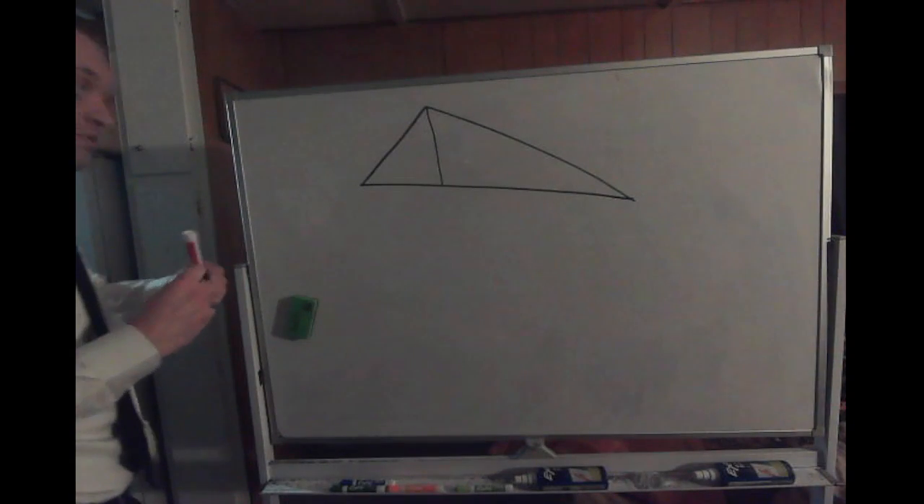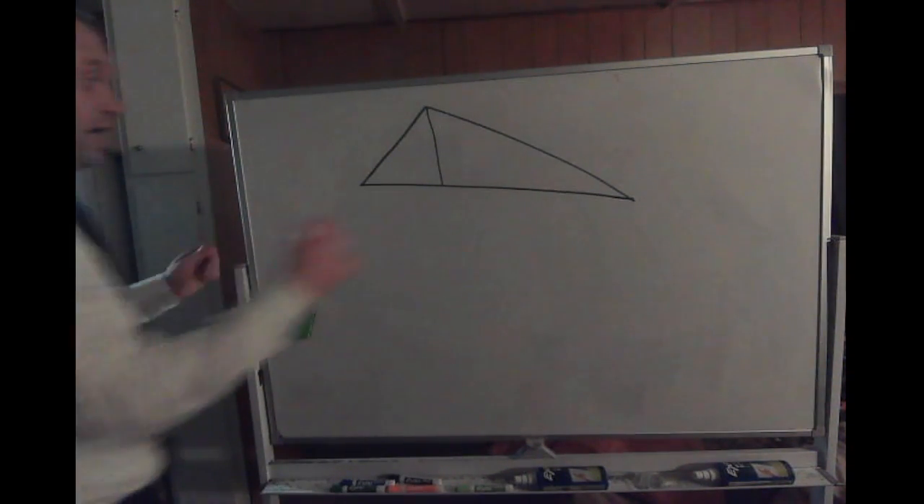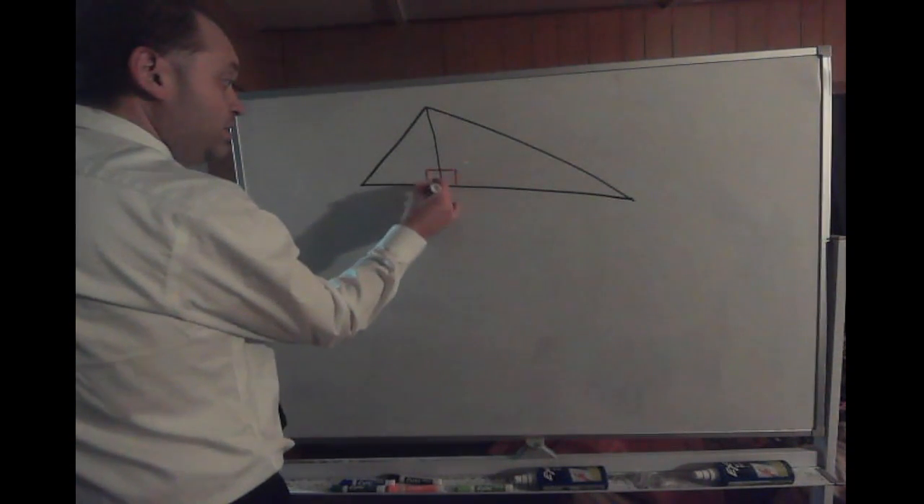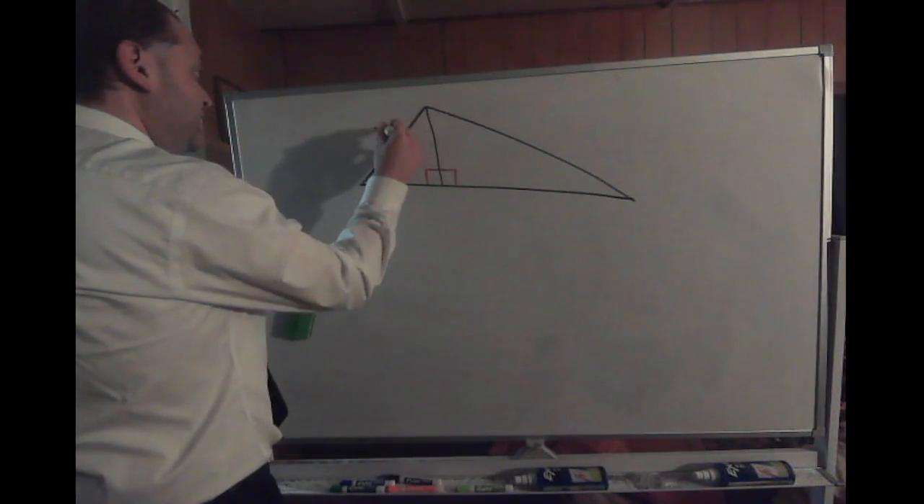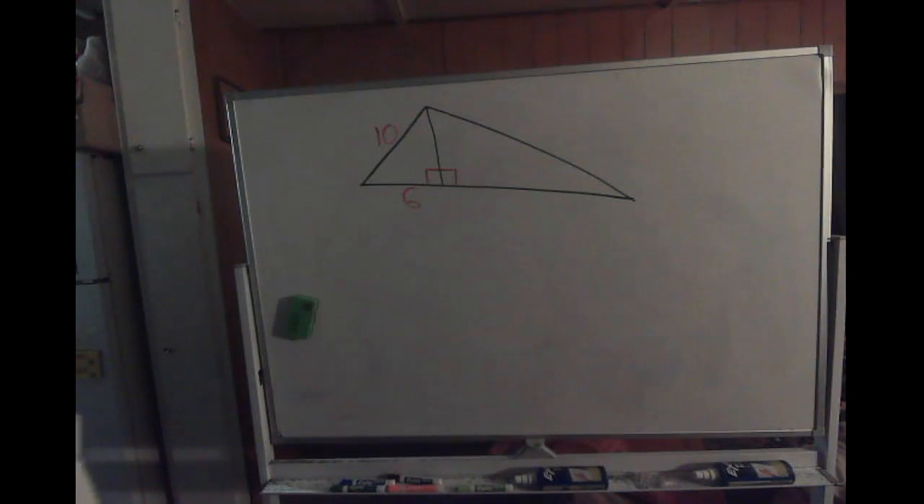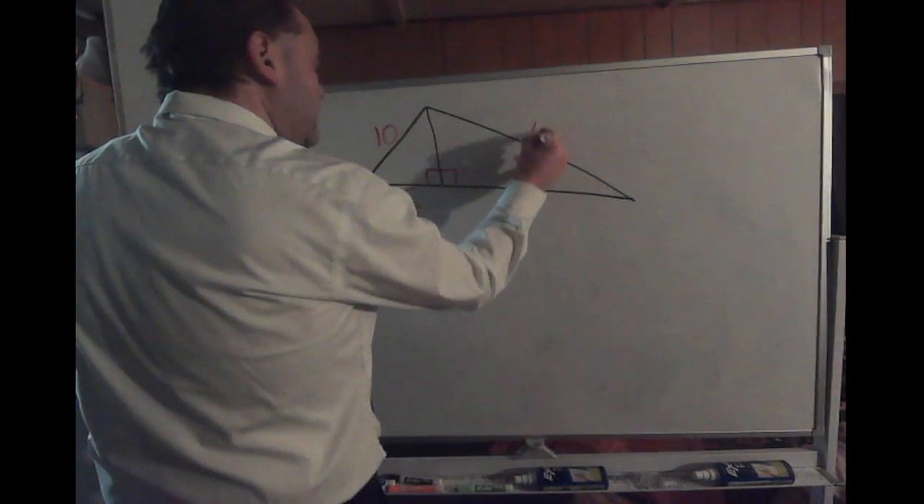Alright, so we got the altitude drawn. You have a right angle here, which in turn would give you a right angle here also. What do we have for lengths? We have 10, 6, we have 15, and then we have x.